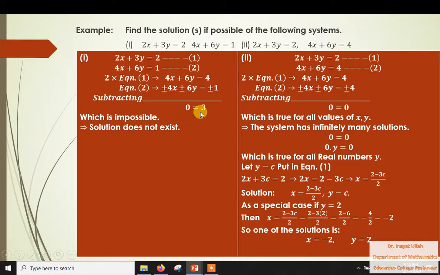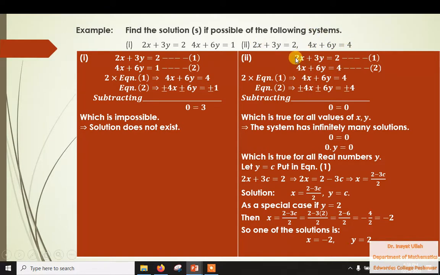So if this kind of situation arises, that 0 is equal to some non-zero number, it means that there is no solution for that system of equations. Now just look at these two equations. That is equation 1 and this is equation 2.